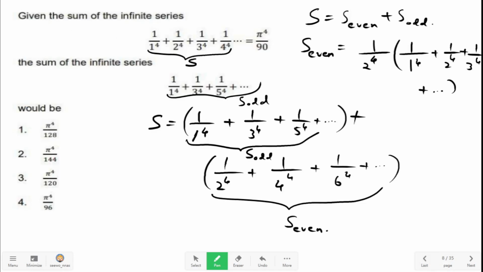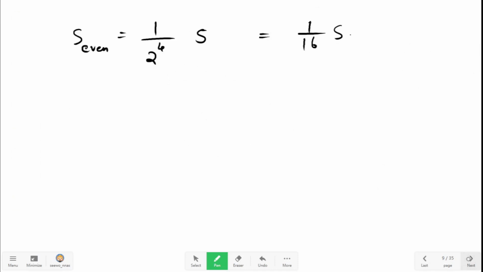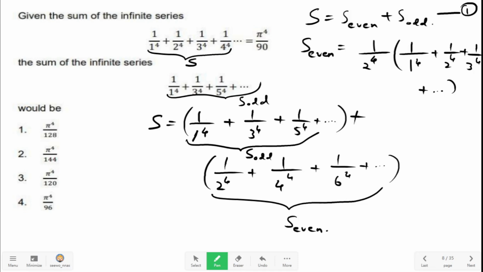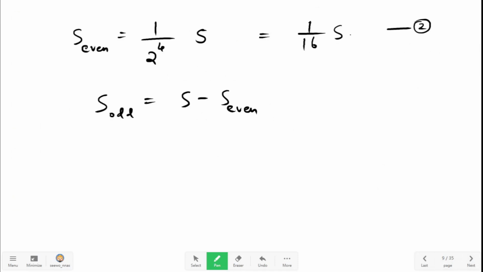Now equation 1 says S is equal to S even plus S odd. Equation 2 says S even is equal to 1 by 16 S. Therefore we can write from equation 1, S odd is equal to S minus S even. Now from equation 2 you can substitute the value of S even, which is nothing but 1 by 16 S. Therefore we have S odd is equal to 15 by 16 times S.